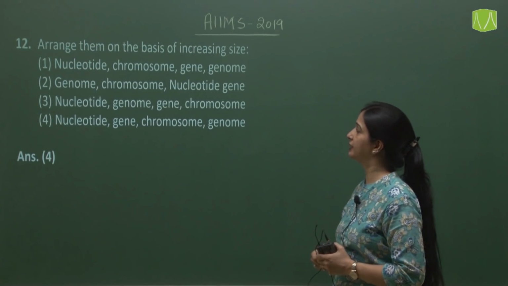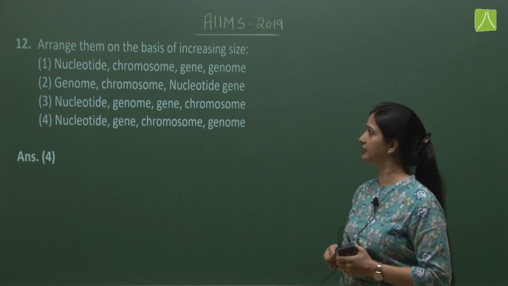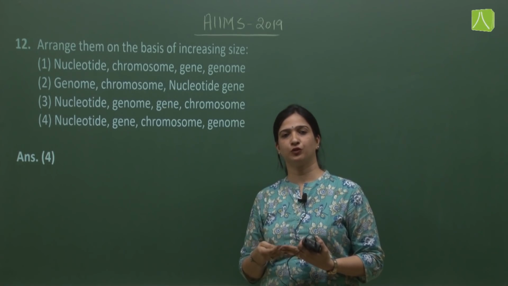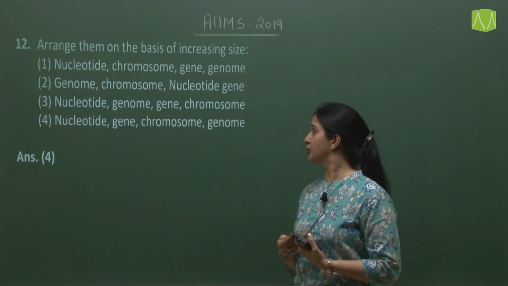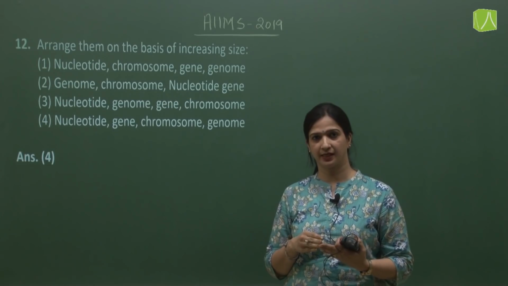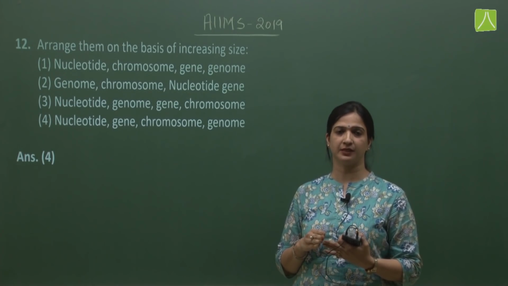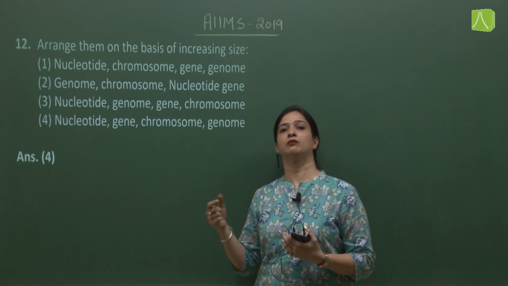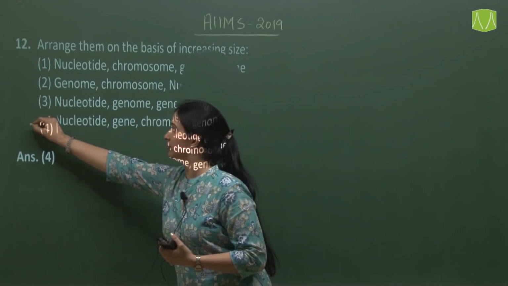Question number 12, arrange them on the basis of increasing size. Here 4 terms have been given, that is nucleotide, chromosome, gene and genome. Firstly, you should know what the genome is. Genome is the complete set of information of an organism. Okay? And this genome is a collection of chromosomes, we can say. Okay? And what is present on chromosomes? The genes are present on the chromosomes. And if we talk about the nucleotide, it is a building block of the DNA. So according to this, the correct option will be 4.